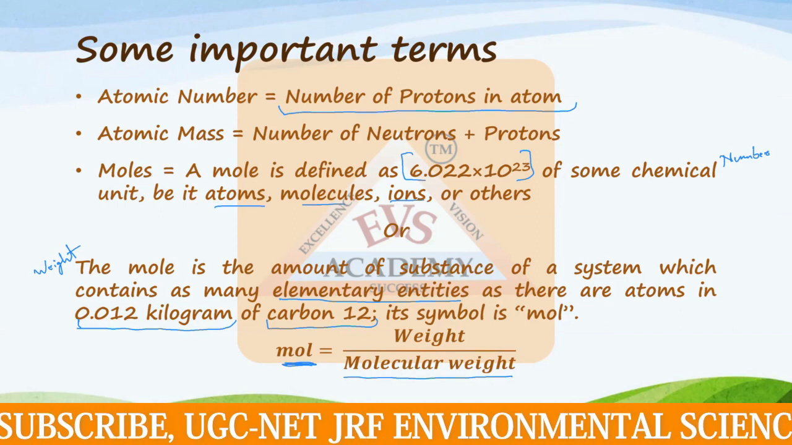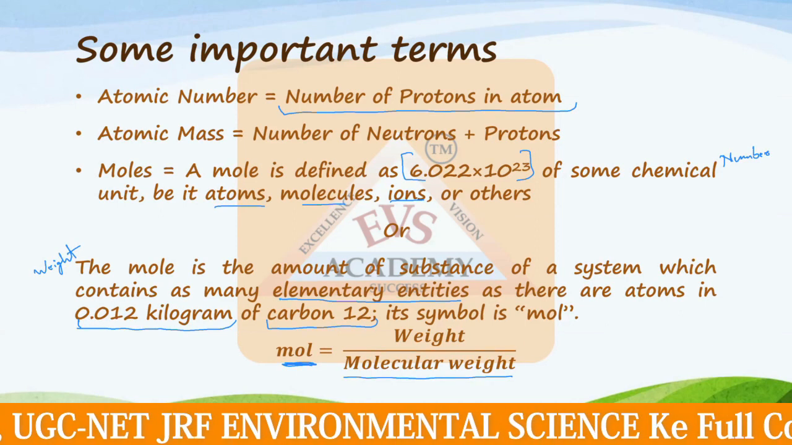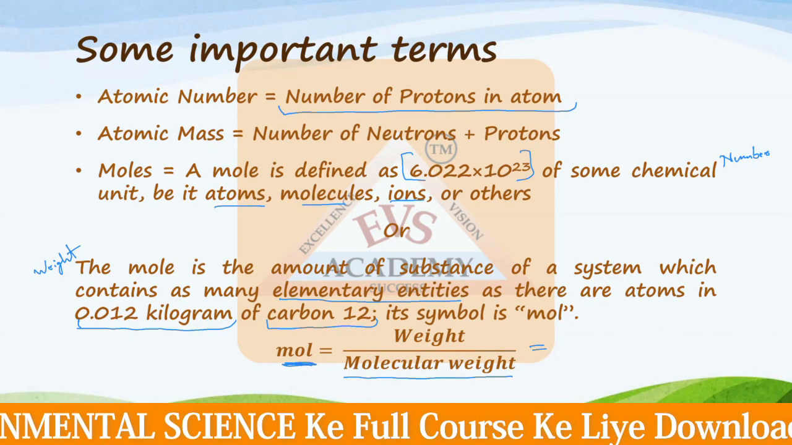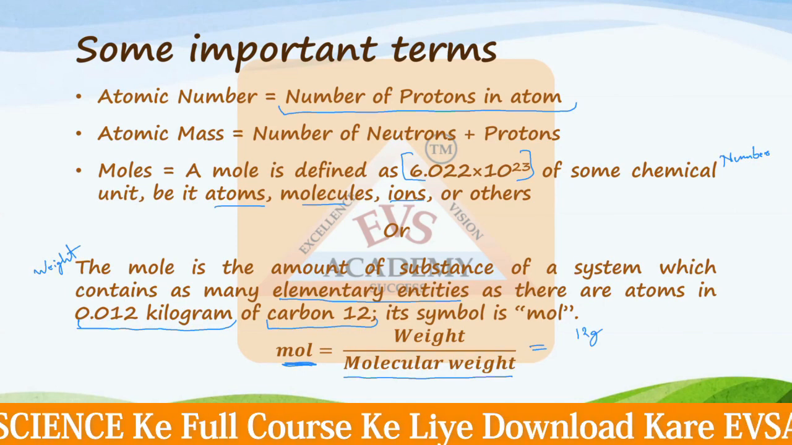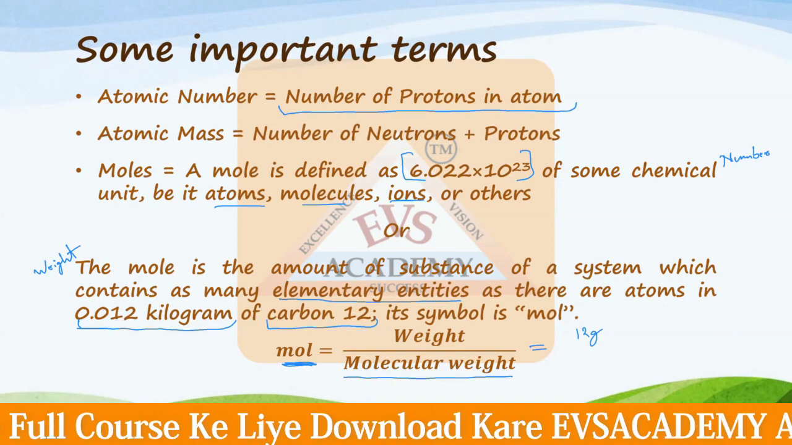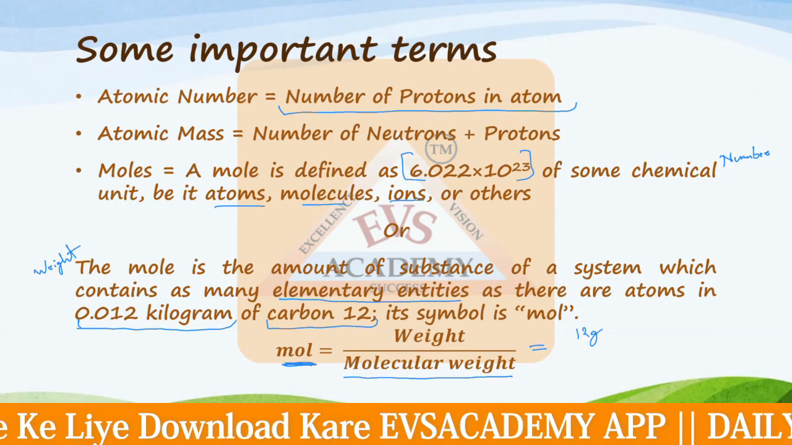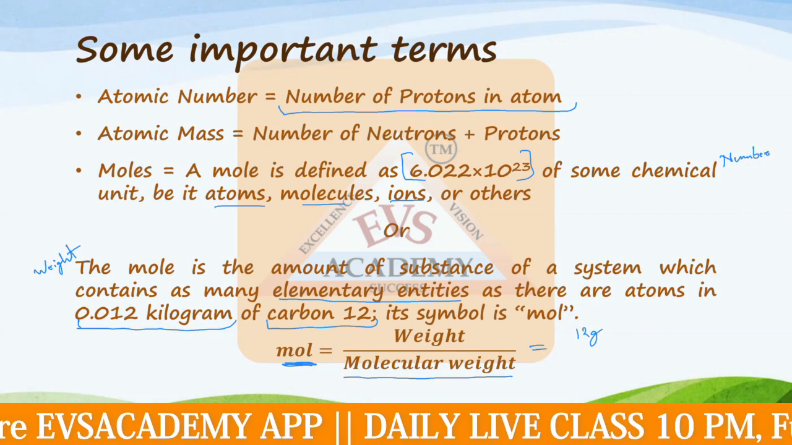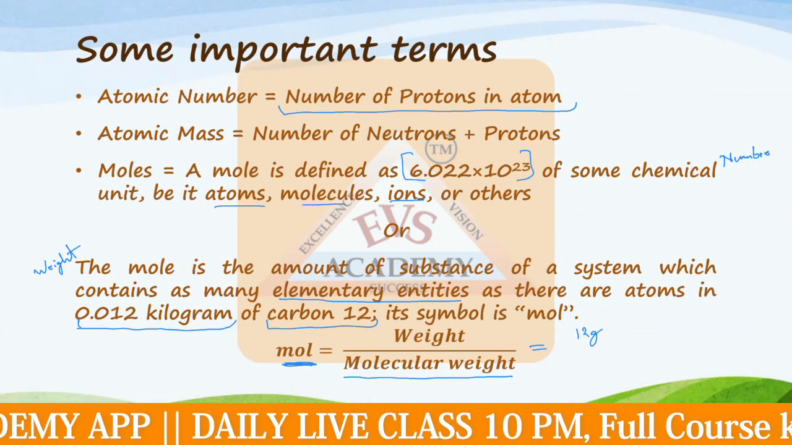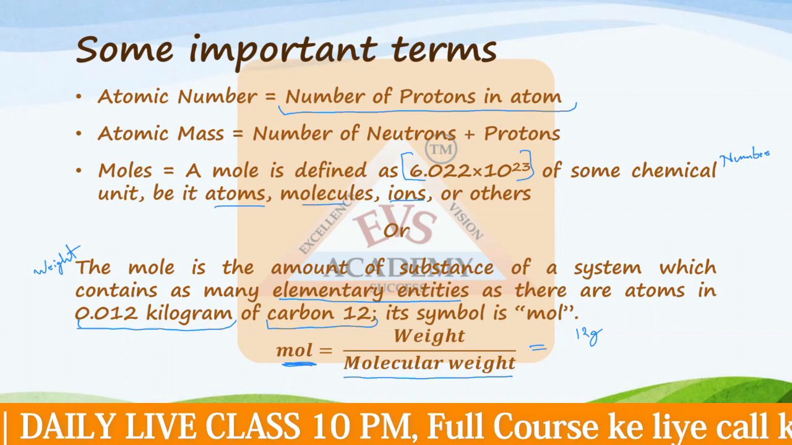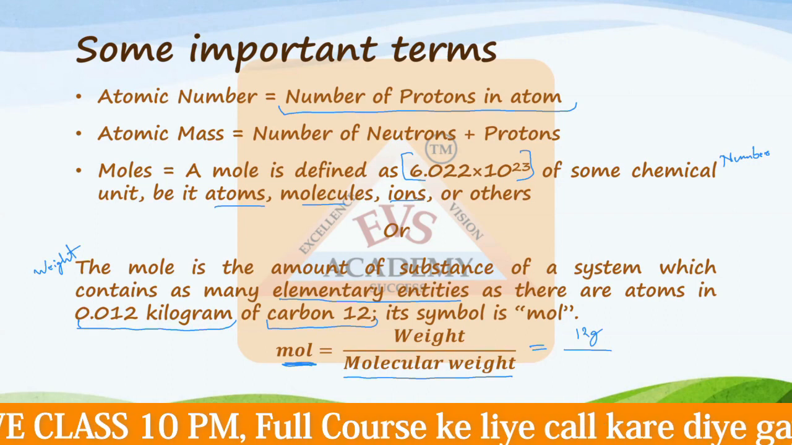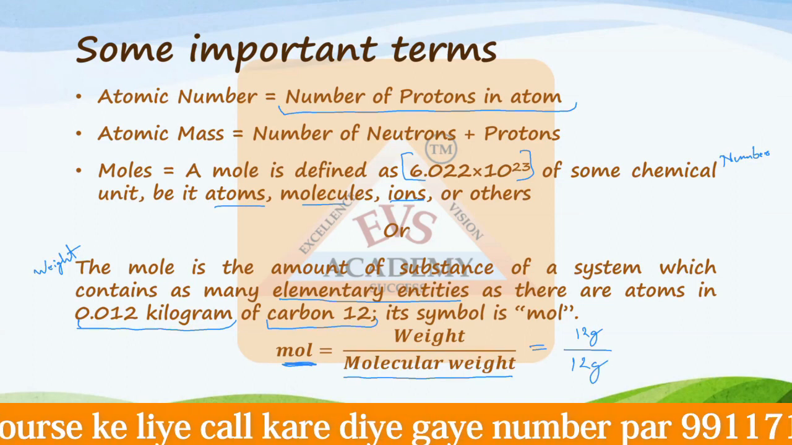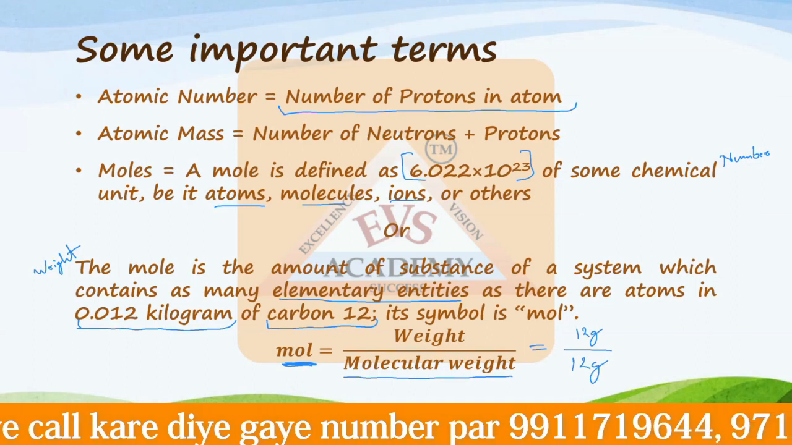For example, carbon-12, suppose you have 12 gram of carbon-12 right now at a particular area, and you want to know how many moles of carbon are present there. So the 12 grams is the weight you have, divided by the molecular weight of that particular element. That is again 12 grams, because we know the molecular weight or atomic mass of carbon-12 is 12.